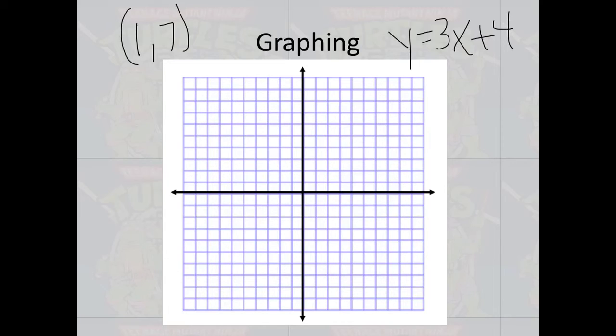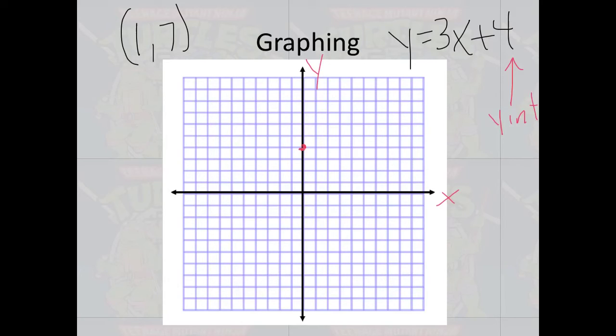Alright, so the number we start with is the y-intercept. Because when we're graphing, this is our x-axis, this is our y. So we're going to see where that line crosses the y-axis, and it says it's at 4, so I'm going to start here at 0, right in the middle. And we're going to go up 1, 2, 3, 4, right there. That's our y-intercept. So I'm going to put a point there.